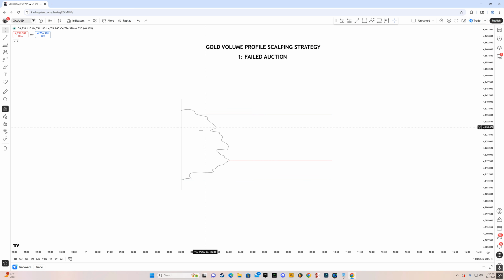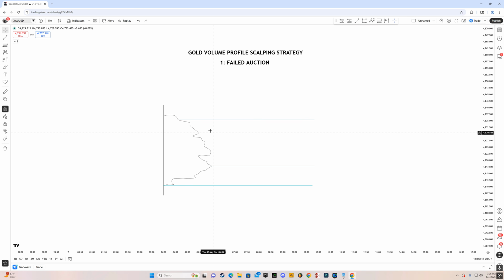So when you draw out a volume profile, you're going to see three levels. And this is the value area high. So I'm going to mark this out as value area high. And this right here below, value area low. And this red line over here is called point of control. Now, let me explain what these three levels are.